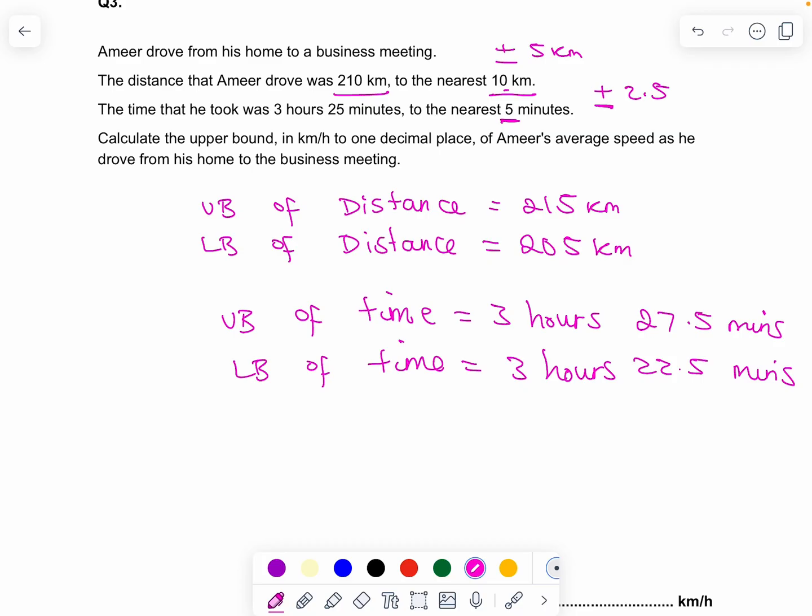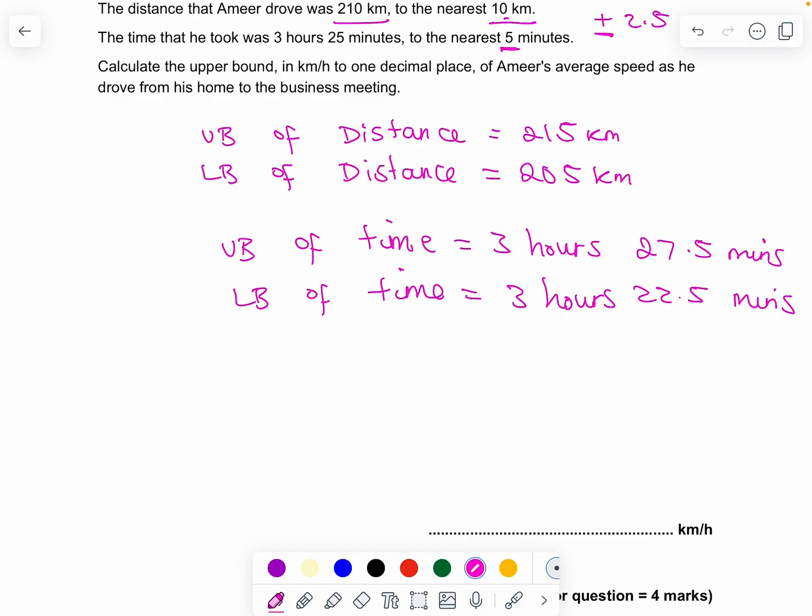Now, you need to work out the speed. You should know that speed is distance divided by time. They're asking you for the upper bound. To find the upper bound when you are dividing, you need the upper distance. So we're going to do 215 divided by the lower bound of my time.